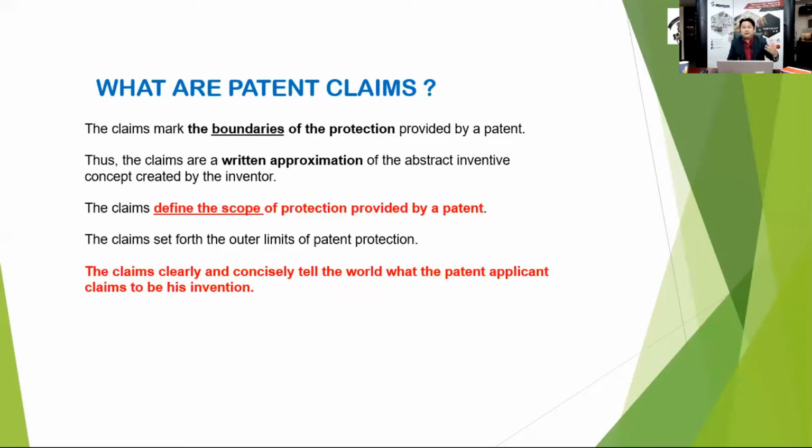Most importantly will be the claims, because in any patent litigation, the court will normally look at the claims and interpret your claims based on your claim's technical writings, literally, purposively, or by equivalence. That's the method they're going to use. So the claims clearly and concisely tell the world what the patent applicant claims his or her invention to be.